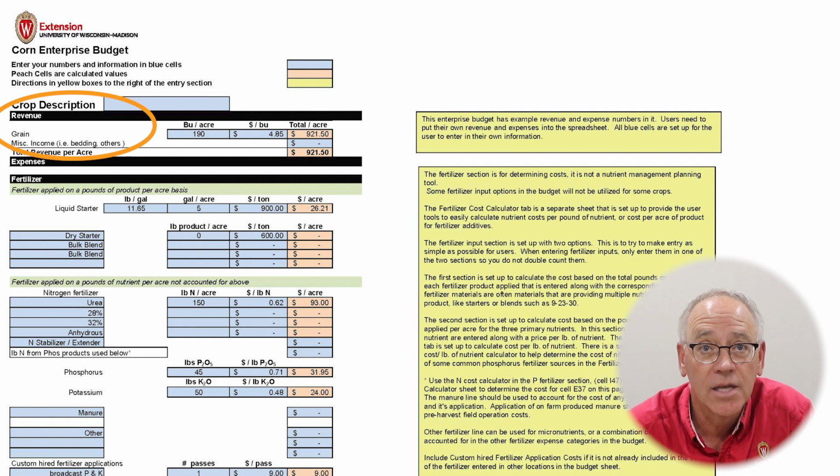The tool has the income or the revenue on the top as we discussed earlier. We'll continue to use the corn tab. The income would be the corn and the price of that corn sold, plus maybe some miscellaneous income, including those government payments. Now if we look at some of the expenses, quite a few of these expenses are very straightforward.